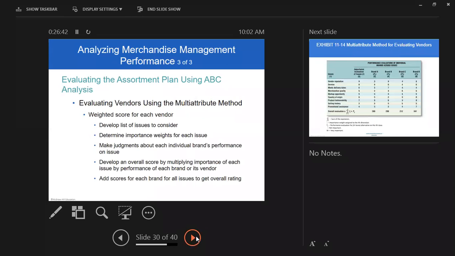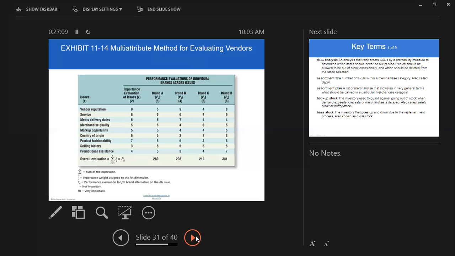Okay, and then evaluating vendors using the multi-attribute method. So you can use the multi-attribute method, using some of the weighted score. So you can conduct a weighted score for each vendor. So you want to evaluate whether your vendor is doing well with your company or not. So you can look at some of the processes here. Okay, importance of evaluation of issue.